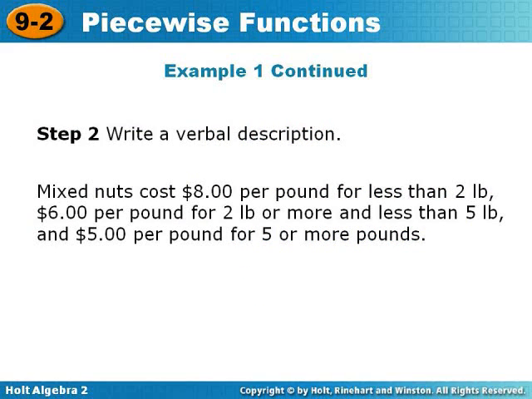If you need or are asked to write that same information in a verbal description, this is the way it would read. Mixed nuts cost $8 per pound for less than 2 pounds, $6 per pound for 2 or more and less than 5, or between 2 and 5, and $5 per pound for 5 or more pounds of nuts.